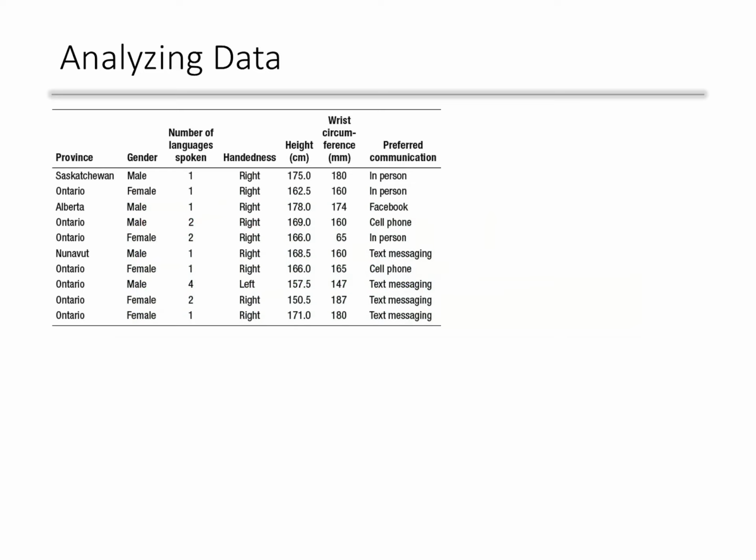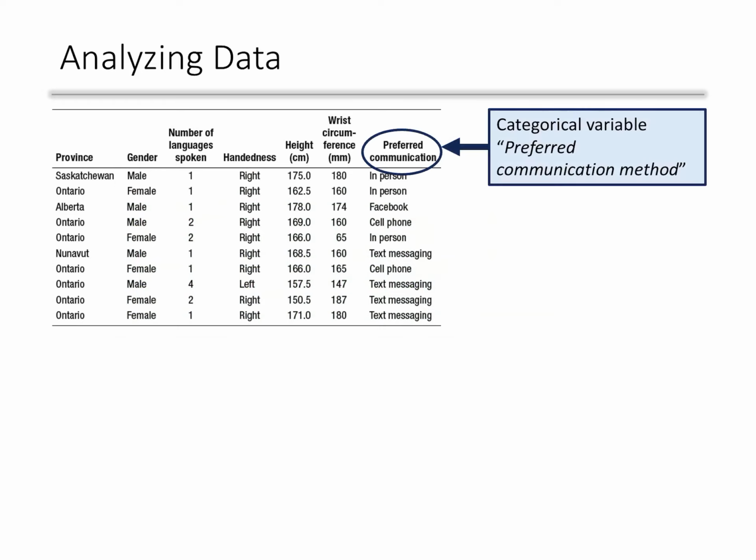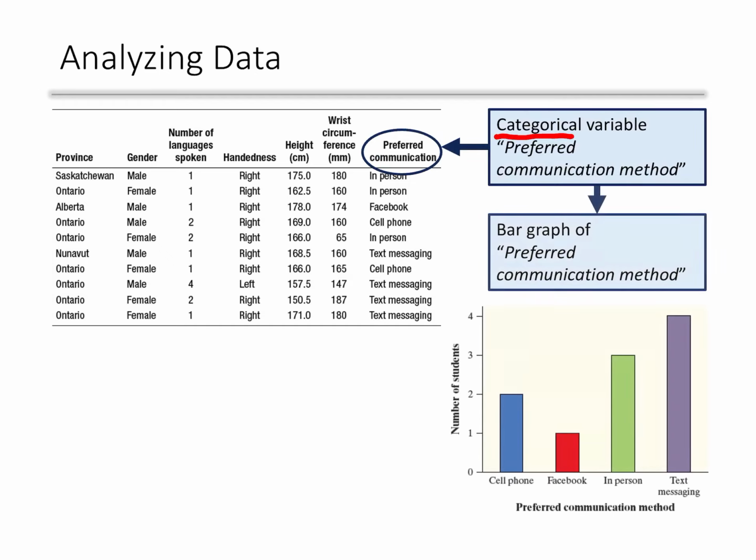For example, right here, this would be looking at a distribution. We have a nice little table. It talks about where someone's from, what gender they are, how many languages they speak, if they're left or right-handed, their height, their wrist circumference, preferred communication, in-person, Facebook. So you might be asked to classify these variables. In here, preferred communication, you're putting them in a category. They like one of the few things in their communication. So that would be considered a categorical variable.